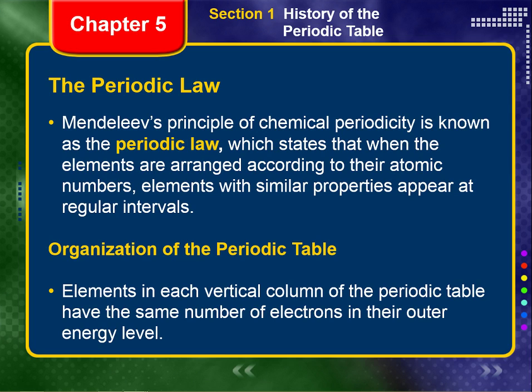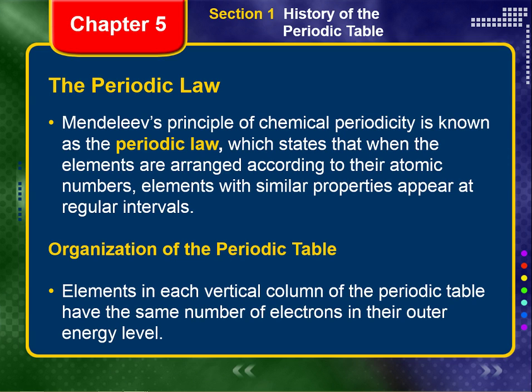So now we're going to talk about the periodic law, which is part of one of your objectives. Mendeleev's principle of chemical periodicity is known as the periodic law, which states that when the elements are arranged according to their atomic numbers, elements with similar properties appear at regular intervals, right? And so this builds into how we organize the periodic table.